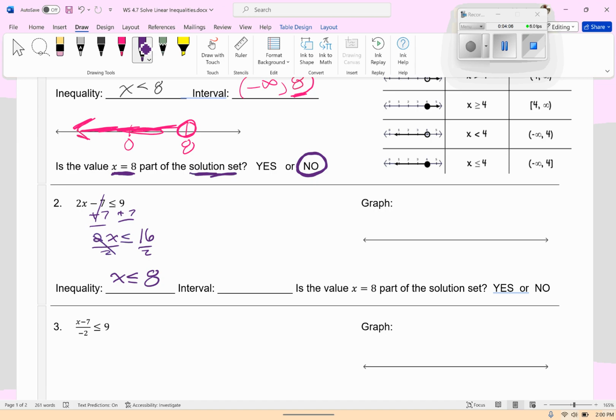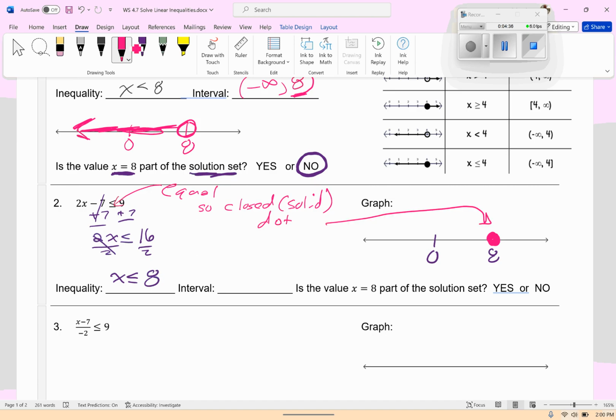Okay? So on the graph, if I have 8 here and I have 0 here, is it a solid dot or an open dot? Solid. Why? What am I including on this that I didn't have on the last one? I got that little equal sign. So equal, so a closed or solid dot over here. All right. And we want values that are less than this.